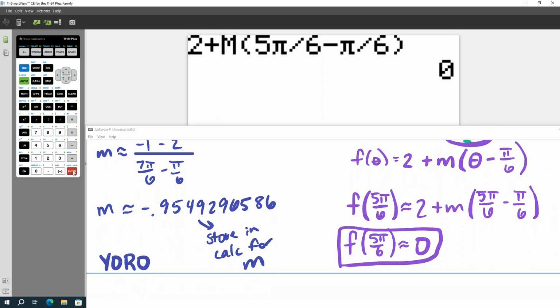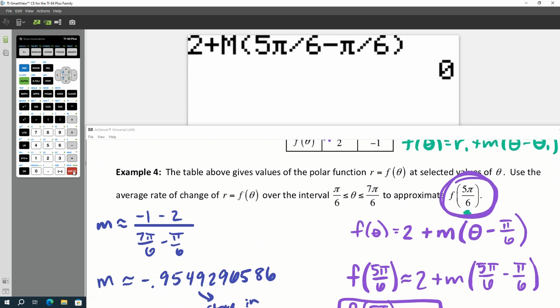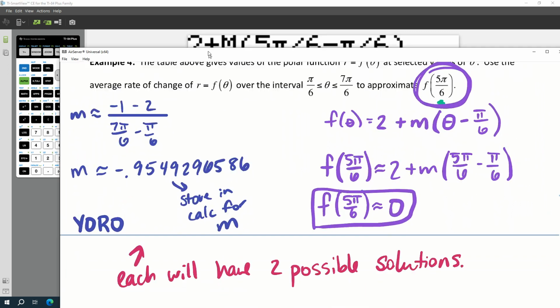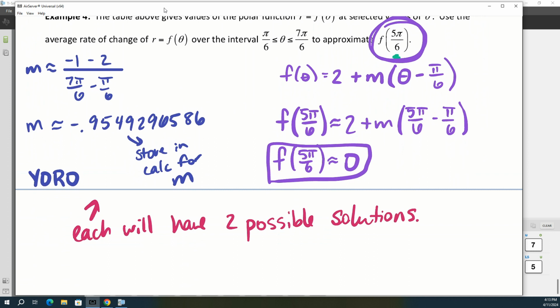But I just want you to know that each one of these are going to have 2 possible solutions. However, you only have to find one. Don't worry about finding both the solutions. So there are 2 possible solutions, but you only need to find one of them. But when you check your answer, you'll see 2 answer choices.